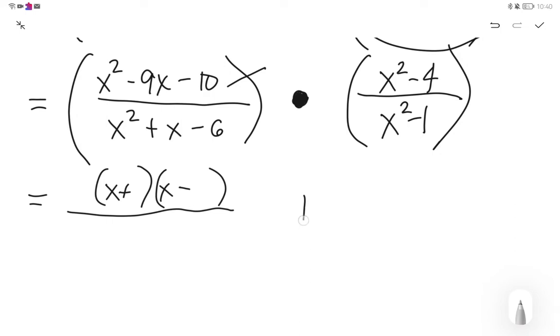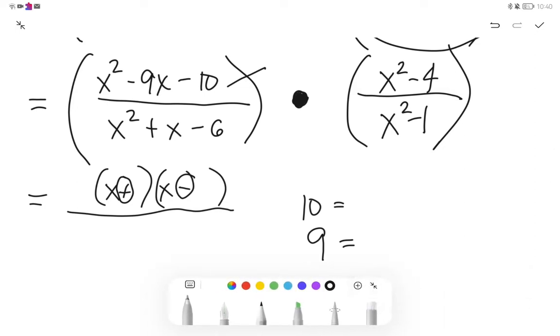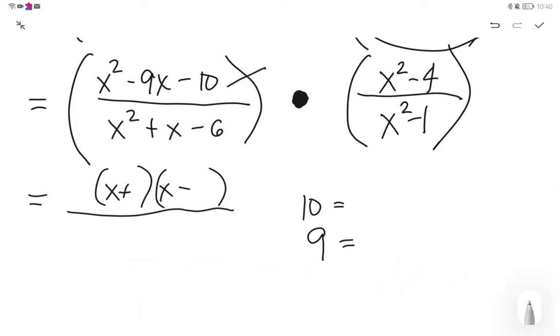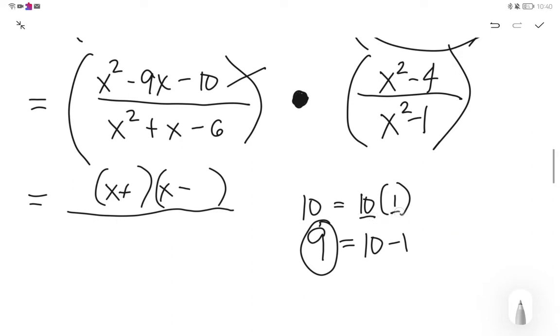Now, let's look for factors of 10 such that if we subtract them, the answer is 9. Why subtract? We subtract because the signs in the factors are different. Okay. Now, let's look for factors. One factor pair of 10 is 10 times 1. Now, 10 minus 1, that is 9. So, since we have 10 and 9, we have the factors 10 and 1.